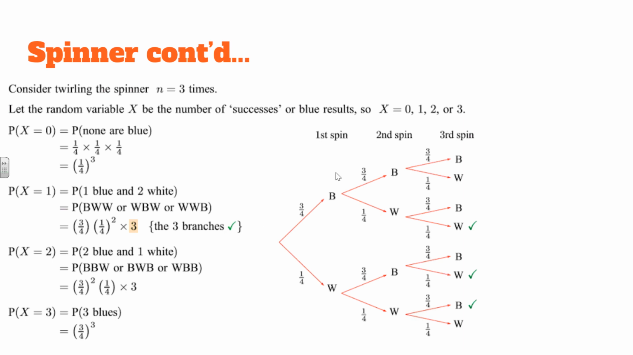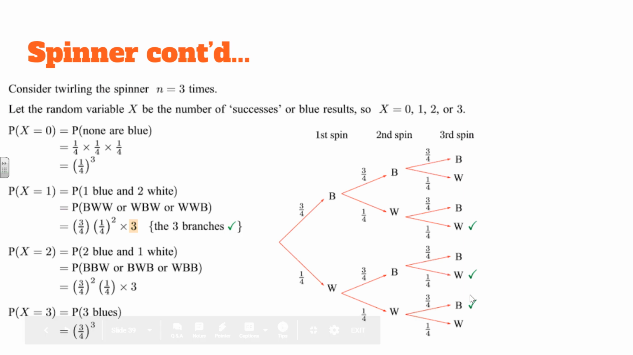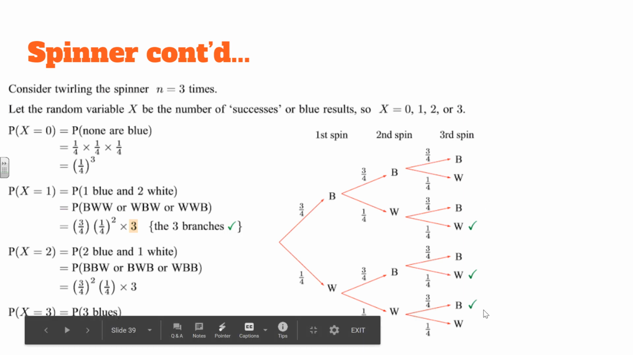If I'm talking about where x equals 1, that means I have one blue and two white. Well, maybe I go blue, white, white. Maybe I go white, blue, white. Or maybe I go white, white, blue. So you see how there's three scenarios. That's why you see there's these three check marks here.